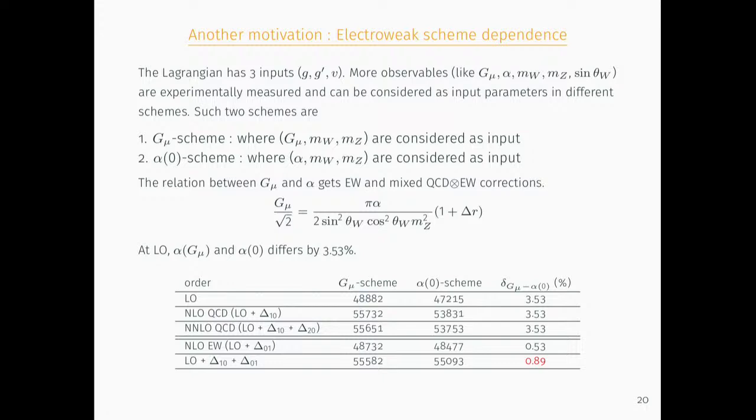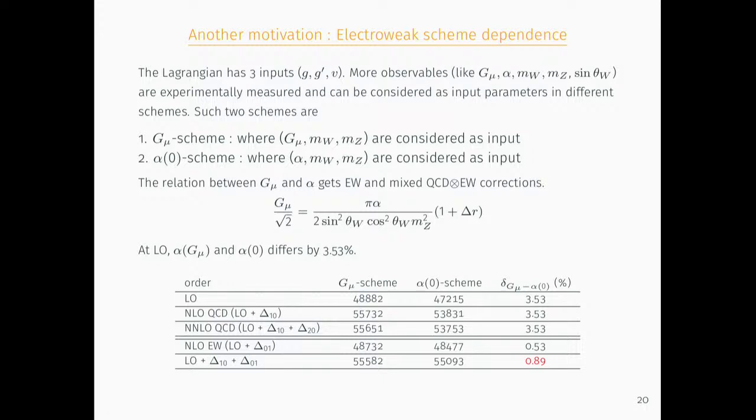So in our Lagrangian, we have mainly three inputs, right? g, g prime, and v, the vev. But we have observables like the Fermi constant, the strong coupling constant, the electromagnetic coupling constant, and MW, MZ, sin theta W. All of them are measured in various experiments, and we know all of them very precisely. So which one to use? There is no guideline that I have to use this, so I can choose any. I have to choose three of them, but I can choose any.